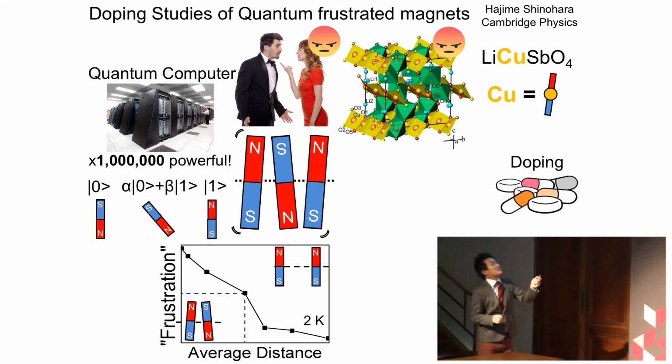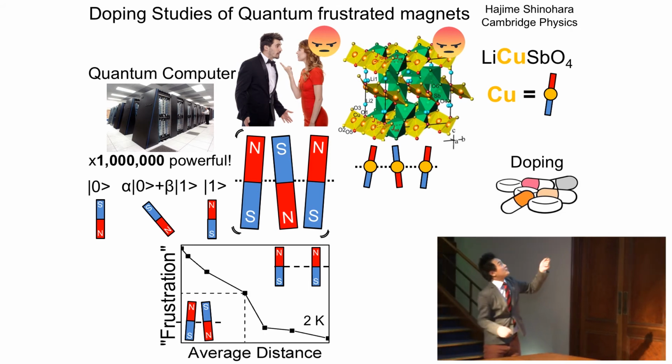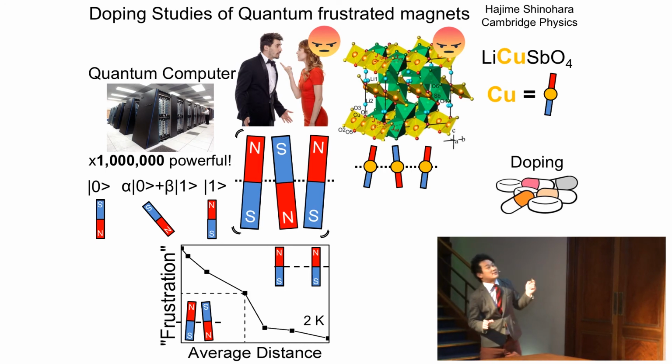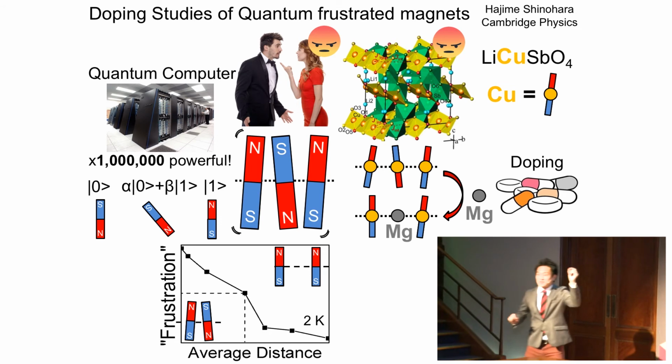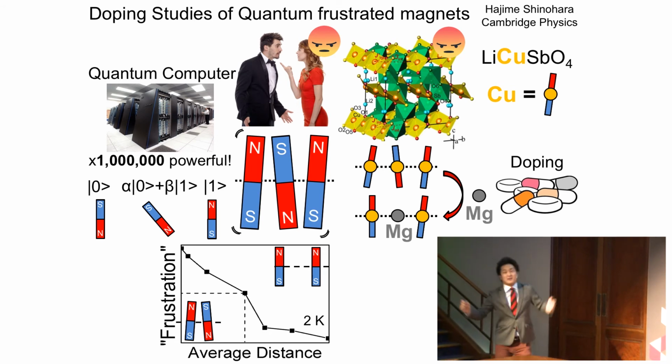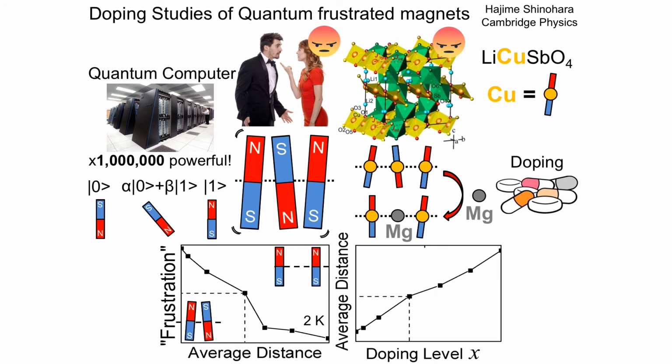And copper has a magnet part. And this is a crystal structure. And it looks very complicated. But once we focus on the magnet part, it's very simple, because it's just the line of magnet. By doping magnesium, which doesn't have a magnet part, into a copper side, which have a magnet part, change the distance of magnets. This is a graph that I could successfully control the distance by doping.